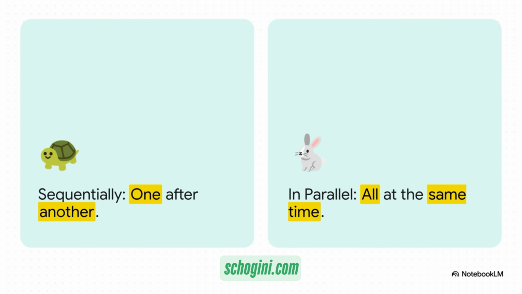You can think of it as 2 different approaches. The first way is sequential, which is like doing one thing, finishing it completely, and only then moving on to the next. The other way is in parallel, where you're tackling all the tasks at the exact same time. And that, right there, is the fundamental difference between feeling slow and feeling instantaneous.